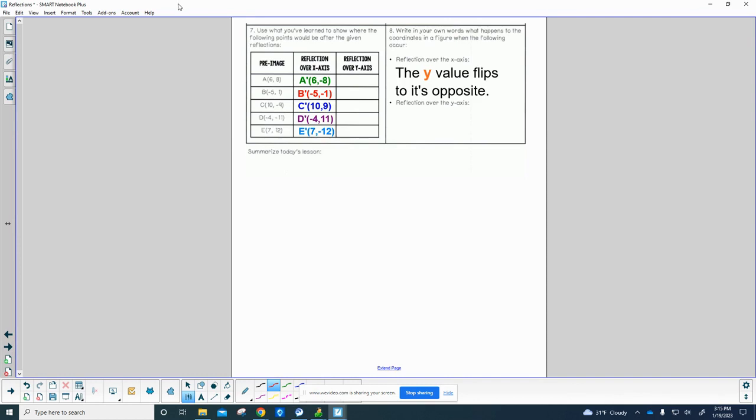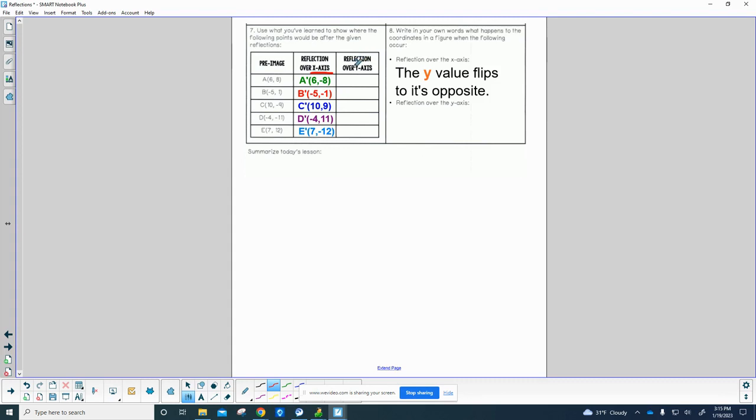All right, so let's take a look at this. We've got a pre-image right here. These are all the coordinates. If we reflect it across the x-axis, as we mentioned a little while ago, the y value is flipped to its opposite. So we started out with 6 and 8, and now we have 6 and -8. If we start out with -5 and 1 and flip it across the x-axis, we end up with -5 and -1. So all the y values are becoming their opposite.